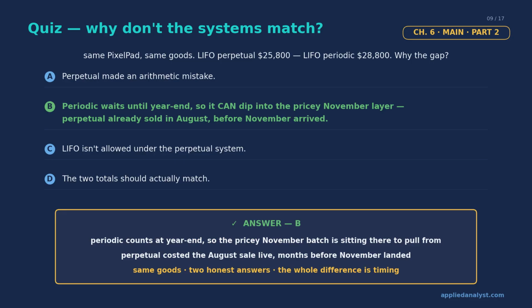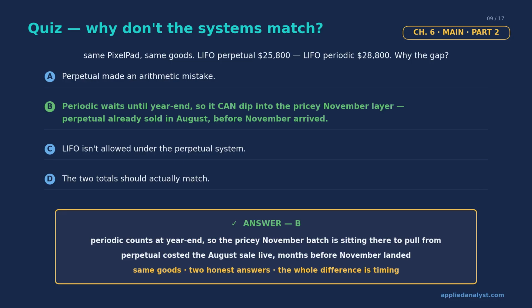Perpetual costed the August sale live months before November landed, so that pricey layer was never available to it. Same goods, two honest answers, and the whole difference is timing. If you picked B, take it as a real signal. This trap fools working accountants, and you just walked around it. Now the moving average does something similar, and it turns on one blended number.